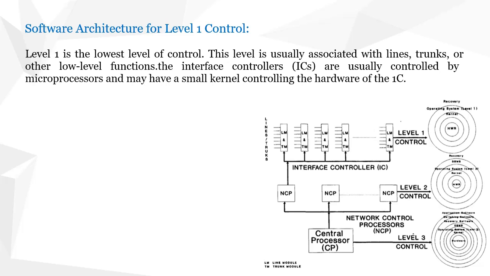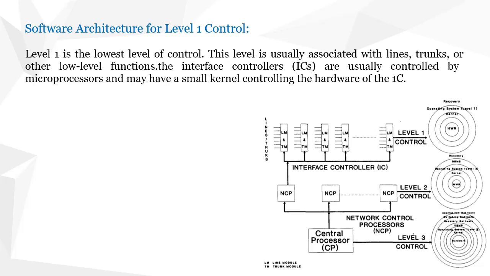Level 1 is the lowest level of control, as you can see from the figure. This level is usually associated with lines, trunks, or other low level functions, and that is what is shown in the figure. You can see that lines or trunks are connected to level 1 control. The interface controllers (IC), which are represented in the figure, are usually controlled by microprocessors and may have a small kernel controlling the hardware of first level control. So the interface controllers are usually controlled by the microprocessor, and they also have a small kernel which can control the hardware associated with the level 1 control.